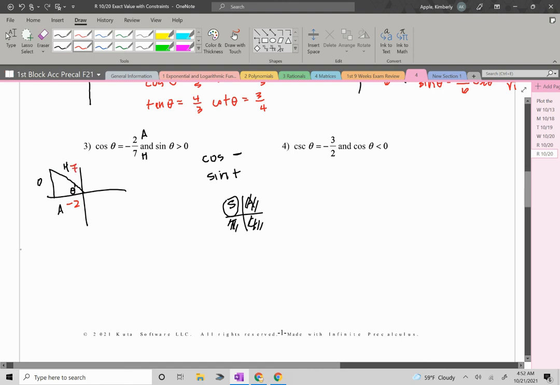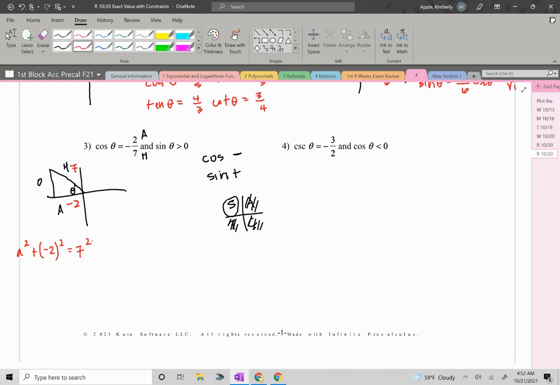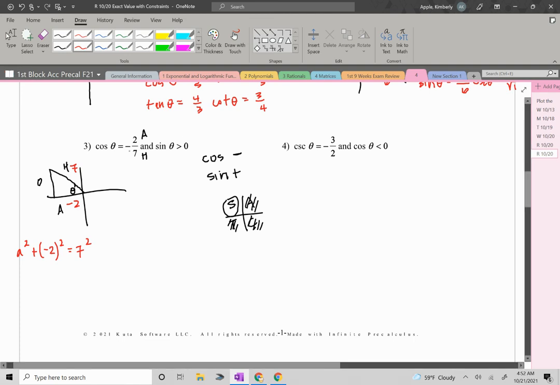So then we're going to use the Pythagorean theorem, a squared plus negative 2 squared equals 7 squared. And we're going to figure out that other side. So this would be the square root of 7 squared minus negative 2 squared. So this is going to be 3 root 5 over here. 3 root 5. And then at this point, it's just a matter of constructing all of the ratios.